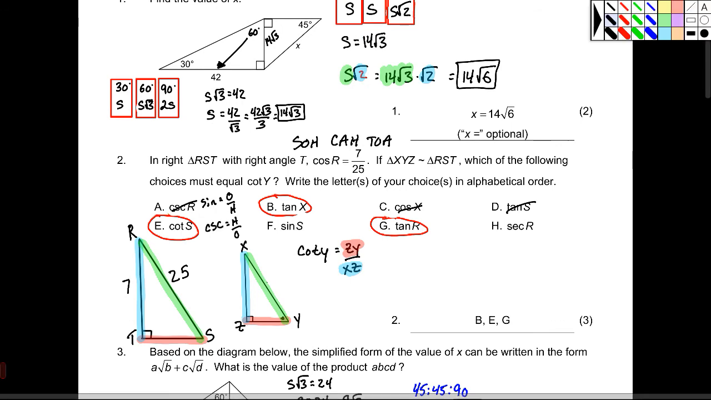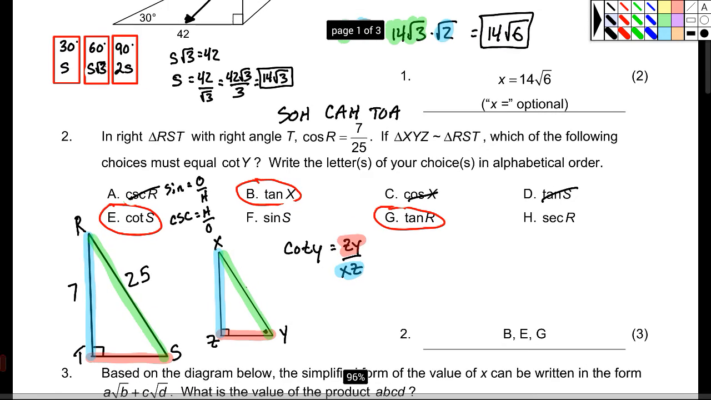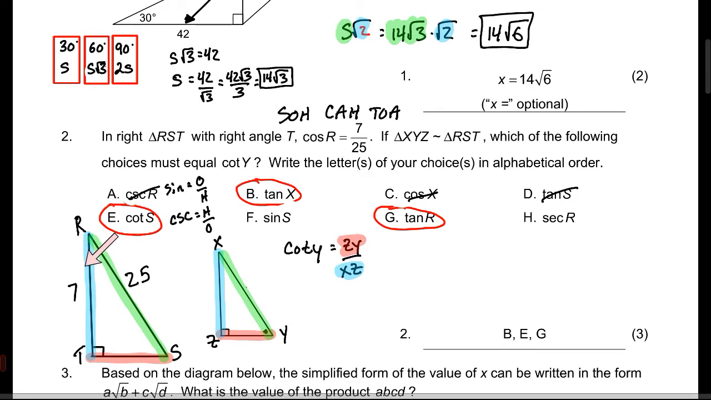Okay, so let's start going through these. In a right triangle RST, right angle T, it says the cosine of angle R is 7 over 25. So there's R. Remember, cosine is adjacent over hypotenuse, so that's going to be 7 over 25.